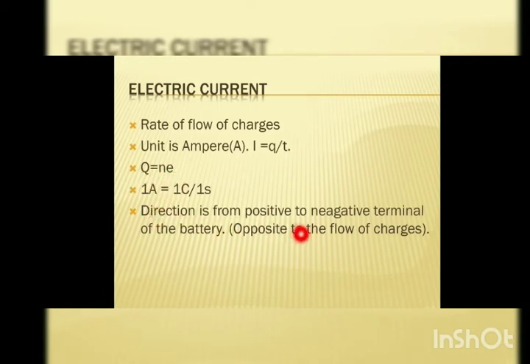What is the direction of electric current? Electric current flows from positive terminal to negative terminal of the battery. That means it is opposite to the flow of electrons. It's not charges, my dear children, it is electrons. Okay, so the current flows opposite to the flow of electrons.